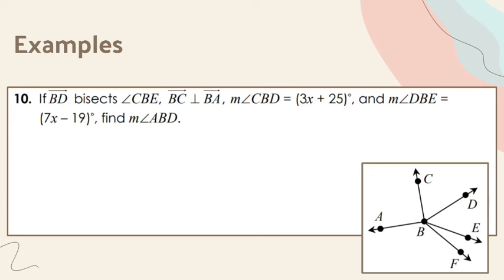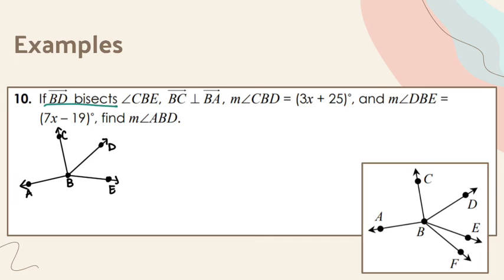And finally, our last problem, this says, it talks about BD. It has CBE. It talks about BC. It talks about BA. Talks about CBD and DBE. But it has no mention of F. So I'm going to redraw this picture with no F because we just don't need that part. All right. So I've drawn a new picture that only has the pieces we need.